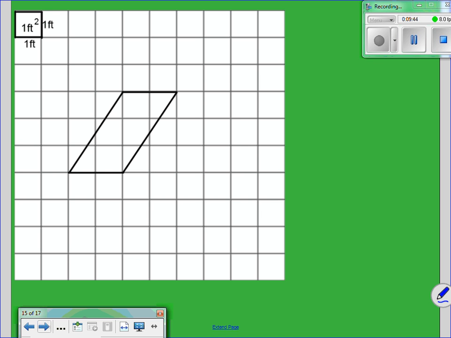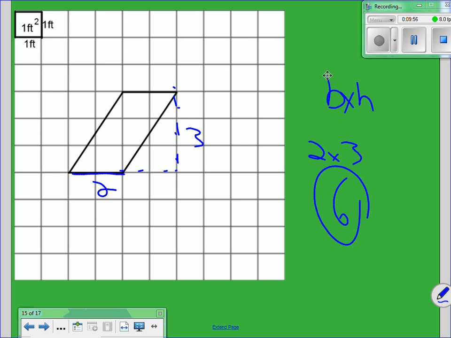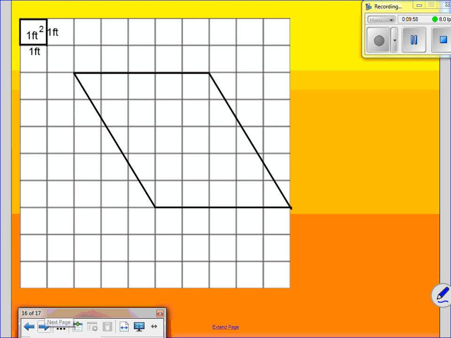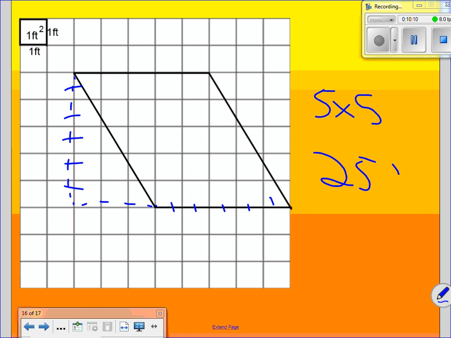Parallelograms. Now, parallelograms is base times height. This is super easy. My base is a 2. My height, 1, 2, 3. 2 times 3, 6. Next. My base, 1, 2, 3, 4, 5, times my height, 1, 2, 3, 4, 5. 5 times 5, 25.